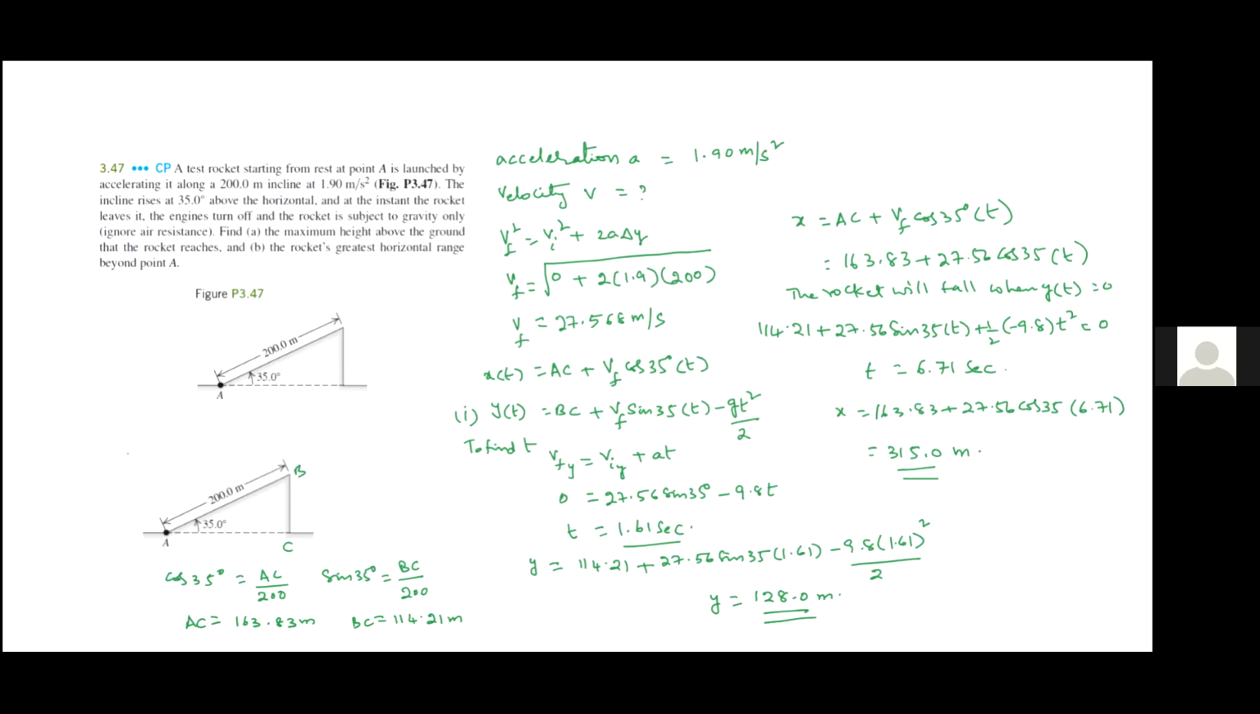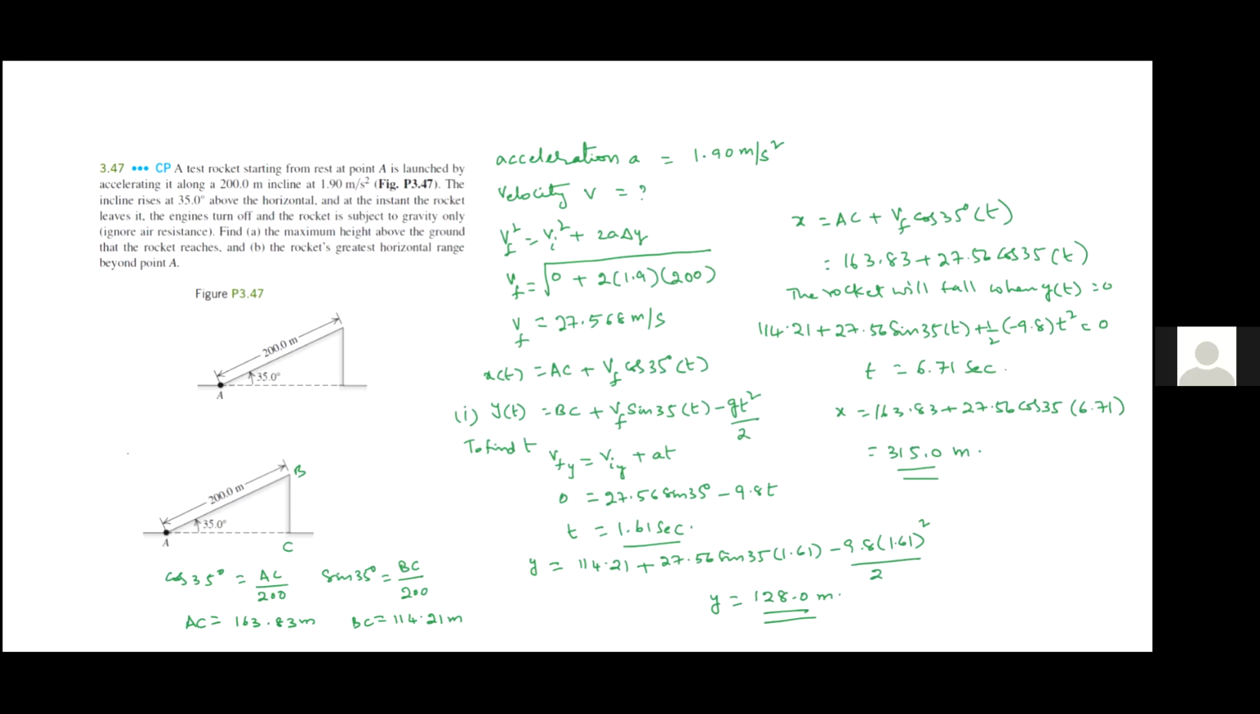Now acceleration is given to us as 1.9 meters per second squared, and velocity we have to find out. Initially, the rocket is launched from rest, so the initial velocity is 0, and we are finding the final velocity. Here we will use the equation Vf squared is equal to Vi squared plus 2a delta y. Here delta y is equal to 200 meters and acceleration is 1.9 meters per second squared. Plugging in the values, we get Vf is equal to 27.57 meters per second.